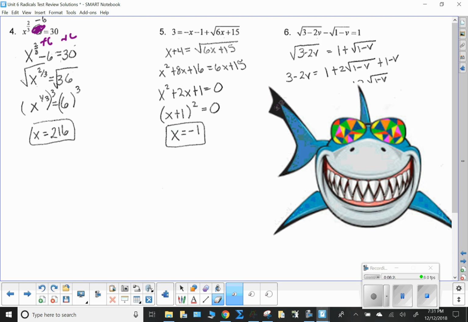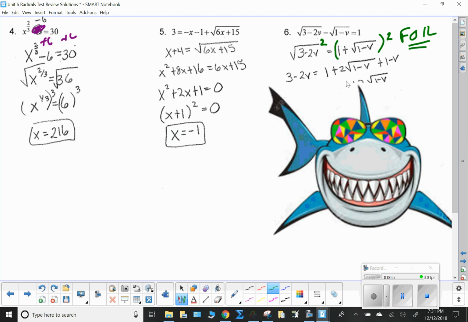This right here, remember I have to FOIL it. So 1 times 1 is 1. Then I get a root 1 minus v and a root 1 minus v. That's where I get the two of them. And then this times itself, it comes out.